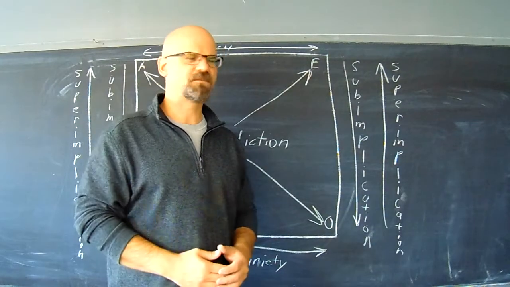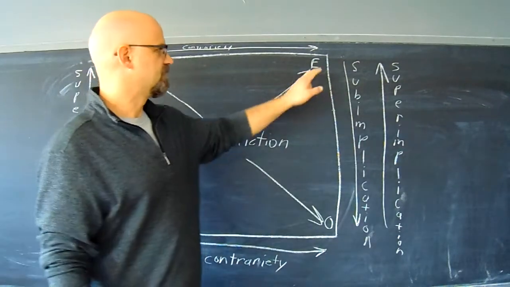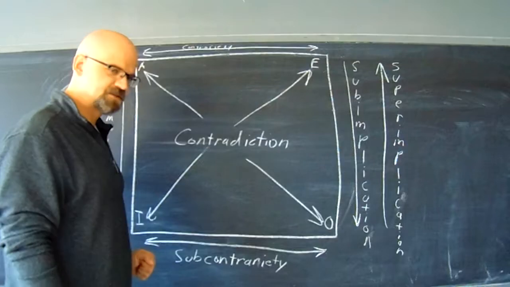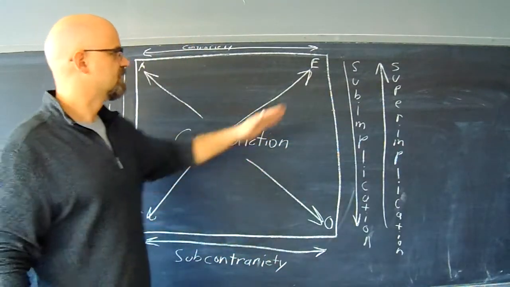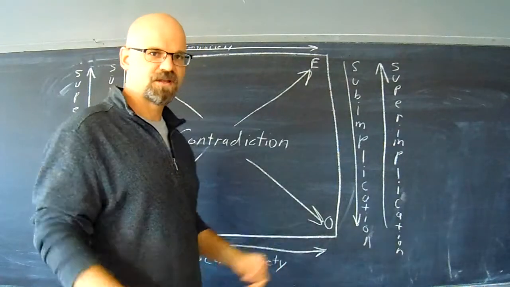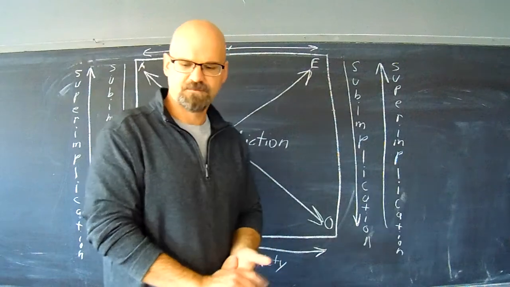So it's the easiest to remember. If E is false, I will be true. If E is true, I will be false. If I is true, E will be false. If I is false, E will be true. Okay? That's a relationship of contradiction. It's the same way with A and O statements, obviously.